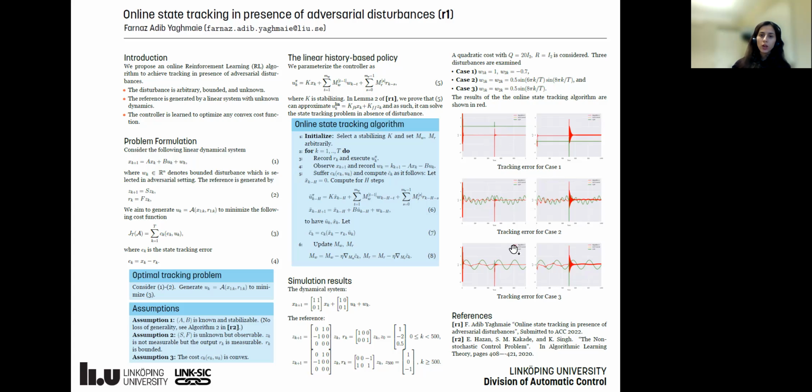As you can see, in all 3 cases, our algorithm has smaller tracking errors in comparison with LQR and also H infinity, which are quite similar. So it can adapt itself to that specific disturbance, and it can achieve better tracking in comparison with the other controllers.